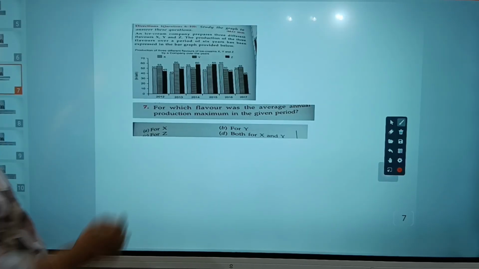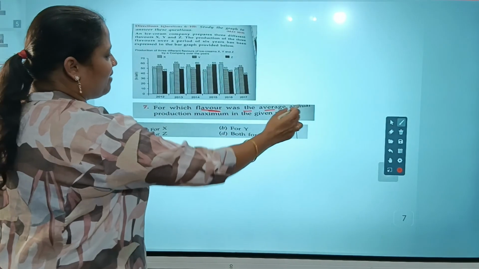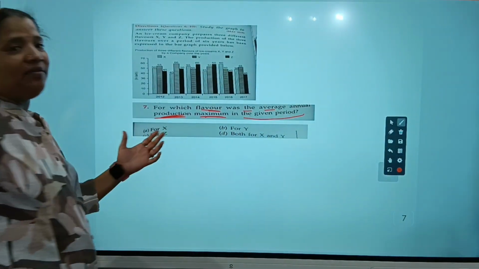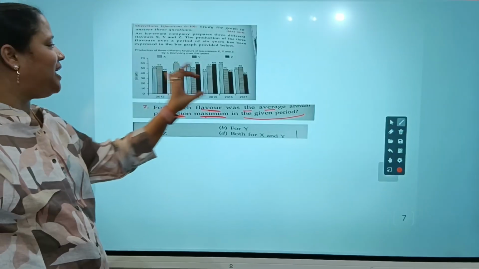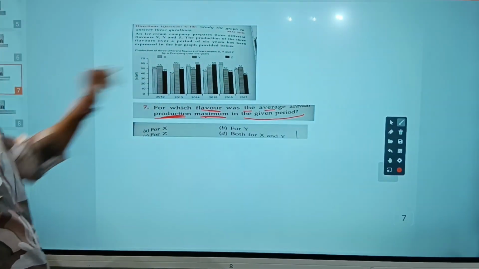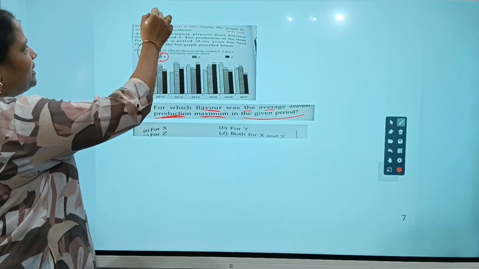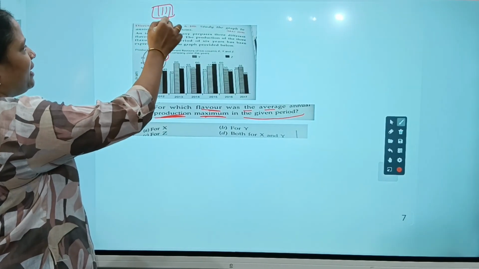The next question is, for which flavor was the average annual production maximum in the given period? The average annual production of each flavor we have to find now. For X, first of all we will take this left X graph. The X graph is like lines, white lines.